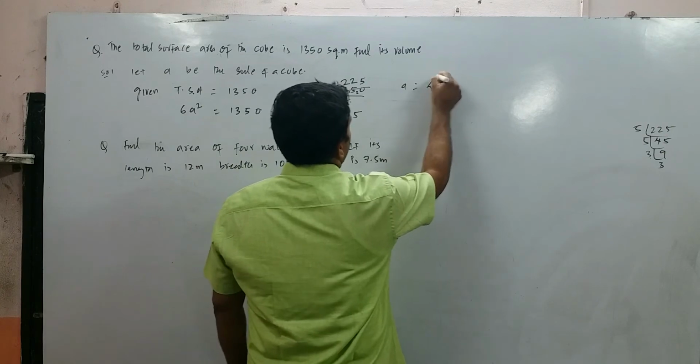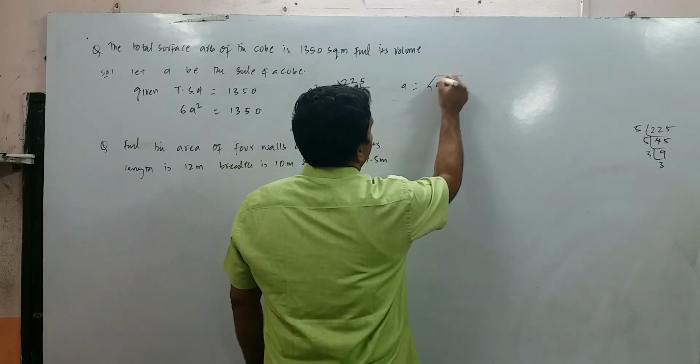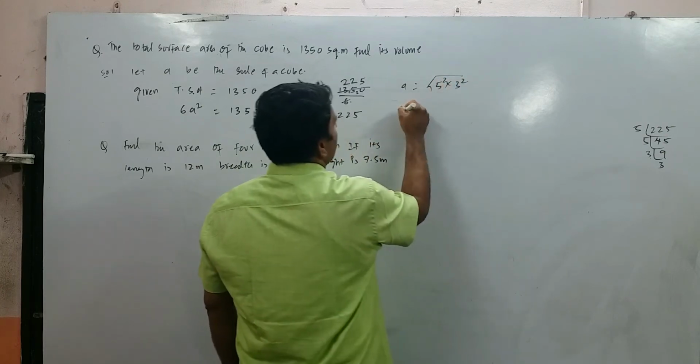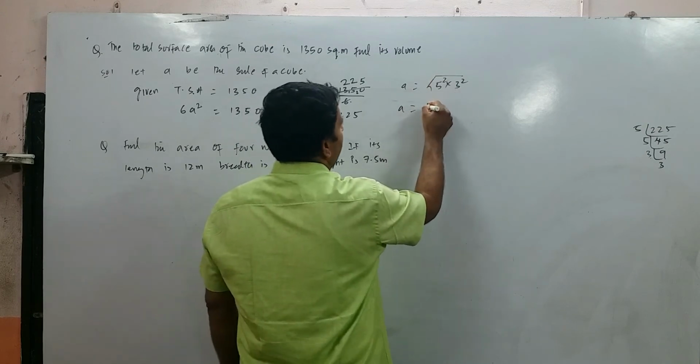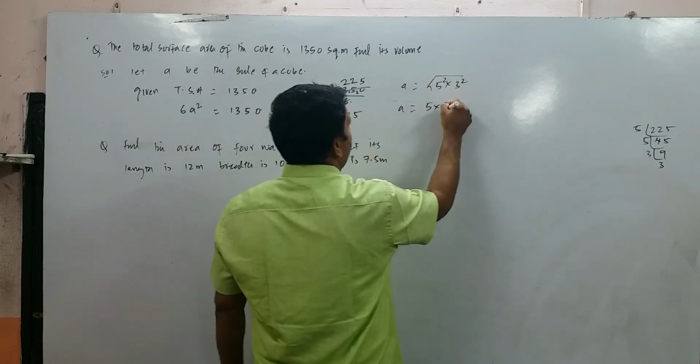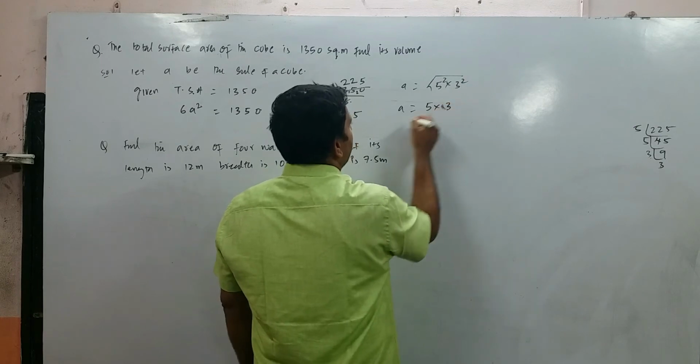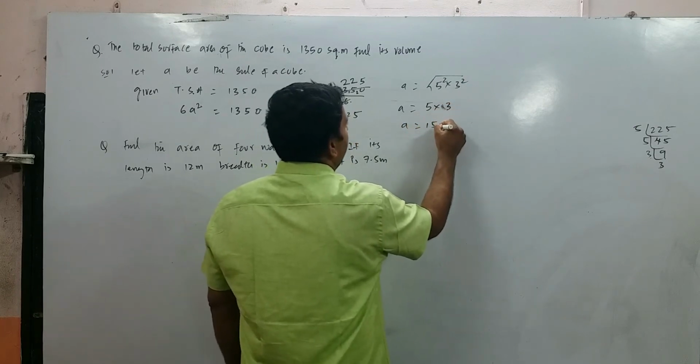A is equal to square root of what is 225? It is 5 square and it is 3 square. So a is equal to what is square root of 5 square? 5. And what is square root of 3 square? Sorry, 3 square is 3. So what is a is equal to 5 3s are 15 meters.